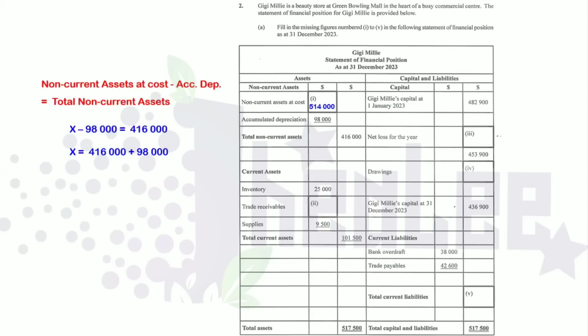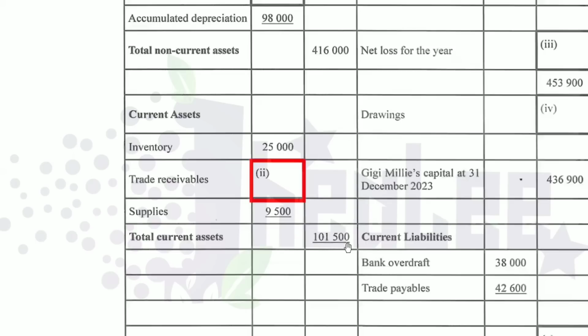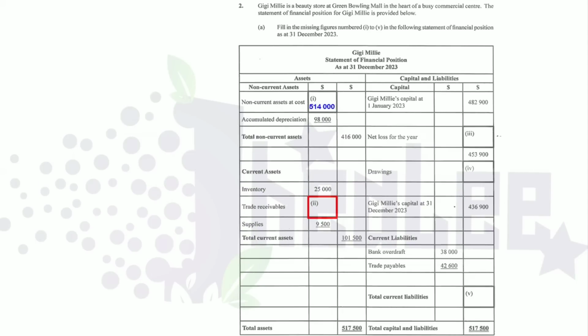Now that we have completed the first missing item, let's move into the other, and that is to find the trade receivables. And remember, trade receivables is the same thing as your debtors. Debtors is missing from the list of current assets. And we have available, based on information, the inventory value, which is a stock value. That's a closing stock value. We also have supplies, and that total with the trade receivables would give us a total current asset of $101,500. But the trade receivables is missing. How do we calculate that?